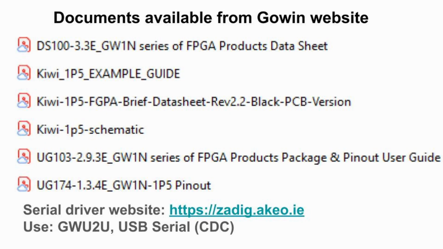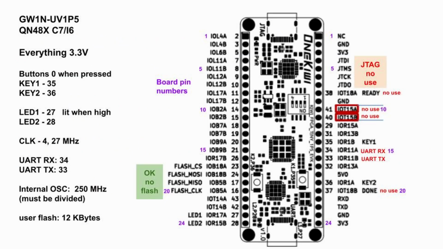You also can download these documents from the Gowin website. The example guide tells how to install a Windows serial driver for the USB serial chip. There are also docs within the Tools installation folder. The Kiwi datasheet describes pins on the board and more. I annotated this diagram from the datasheet to summarize pin use and pin numbers of the onboard resources.